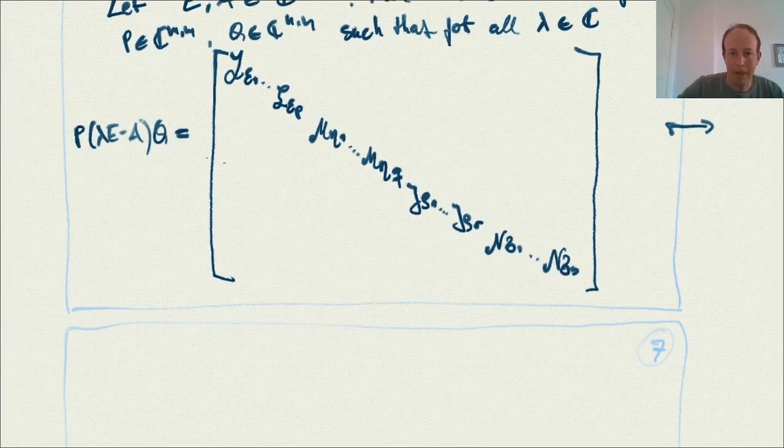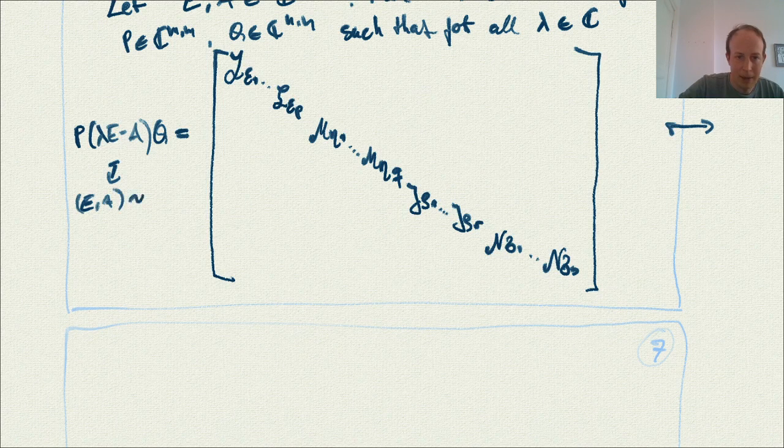Okay, but this basically says that E, A is equivalent to the matrix that relates from PAQ and PEQ. Okay.